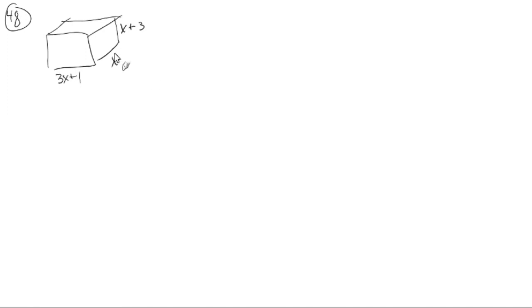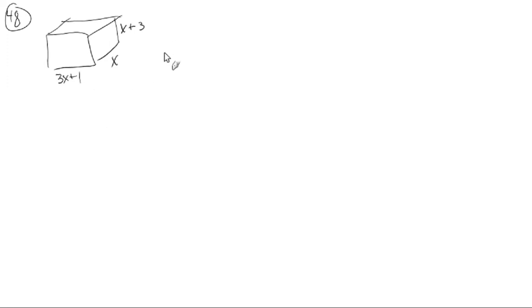So there's a box somewhere, and it doesn't have any specific measurements as of yet, but we do know that there are these relationships between the depth and the height and the length. If you know the depth, you can take the depth and add 3, and that'll give you the height. You can take the depth and multiply it by 3 and add 1, and that'll give you the length.